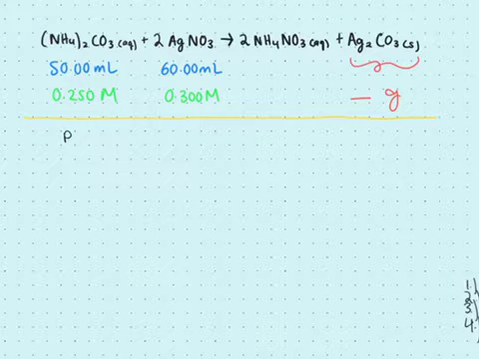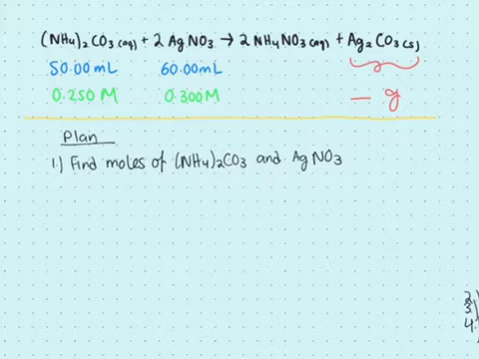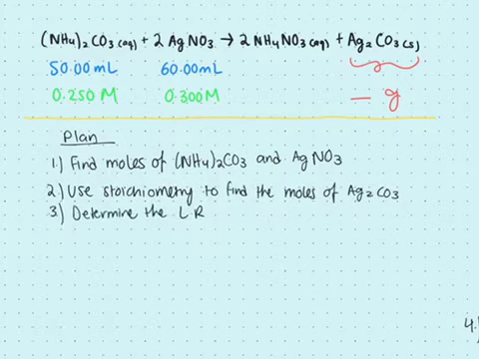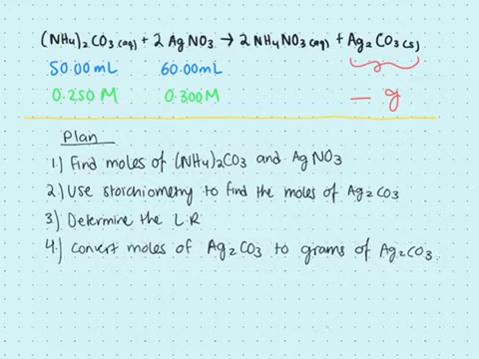So our plan for this problem is going to be first we find the moles of ammonium carbonate and silver nitrate. Then we use stoichiometry to find the moles of silver carbonate. We determine which one of these is the limiting reactant based on which has the smaller number of moles. And finally, we convert the moles of silver carbonate to grams of silver carbonate.